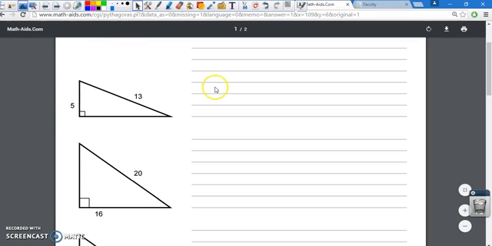So this is part 3 of my video series on Pythagorean theorem. In part 1, I showed you what to do when the hypotenuse was missing. In part 2, I showed you what to do when leg A is missing. And now for part 3, I'm going to show you what to do when leg B is missing.